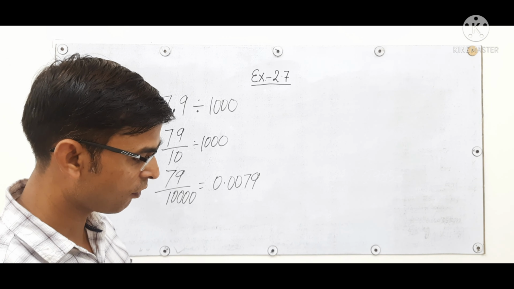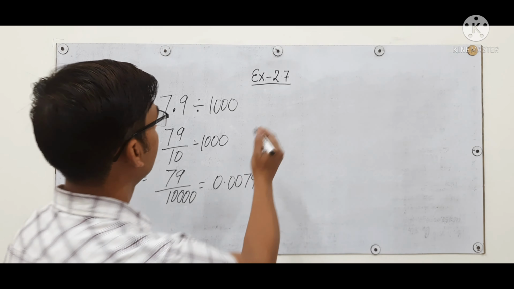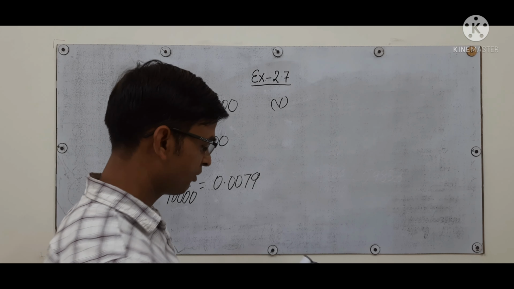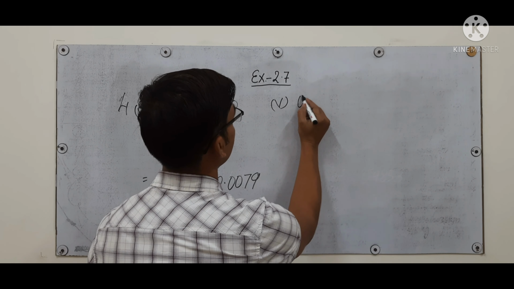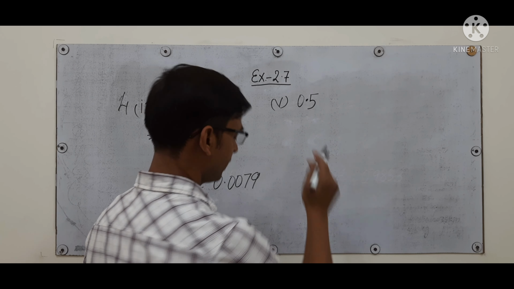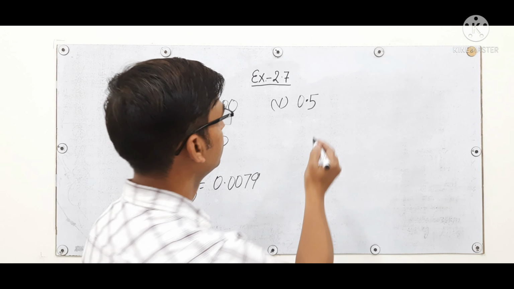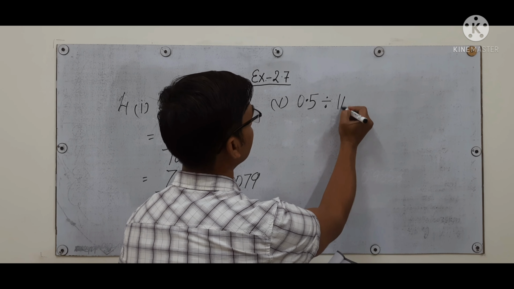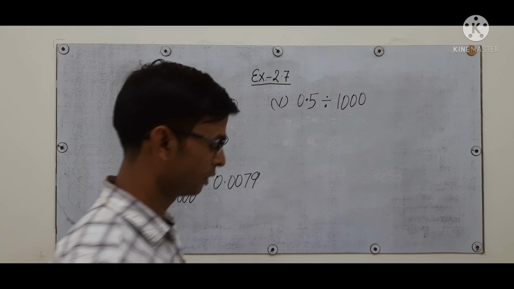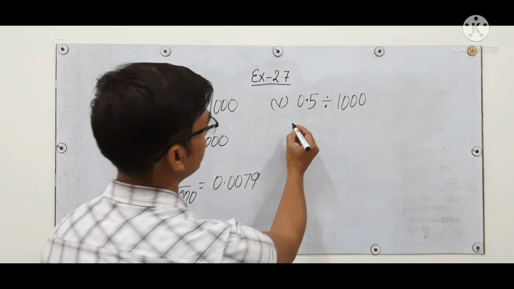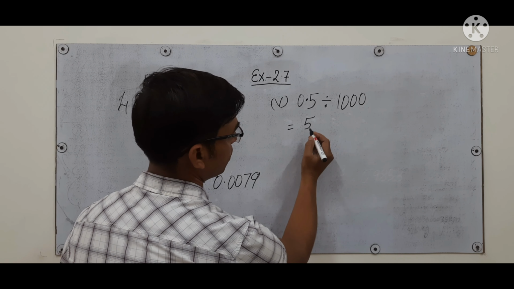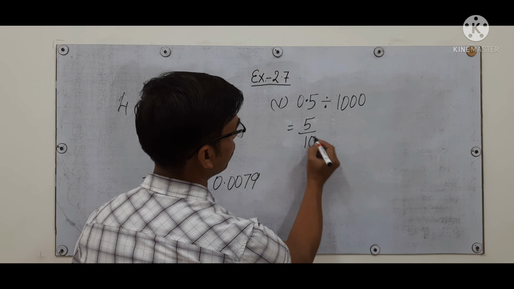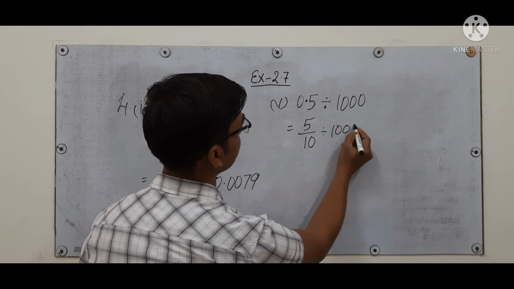Okay, now we will solve its part 5th. Part 5th is a little bit difficult, so I am going to solve the typical parts, and the easier parts we will leave for you to solve yourself. So 0.5 divided by 1000. First of all we will replace the decimal, it will be 5 upon 10 divided by 1000.